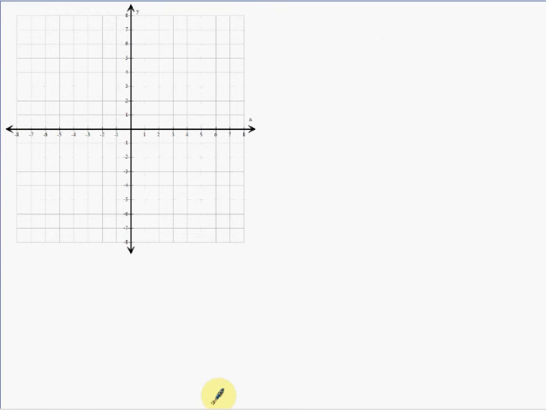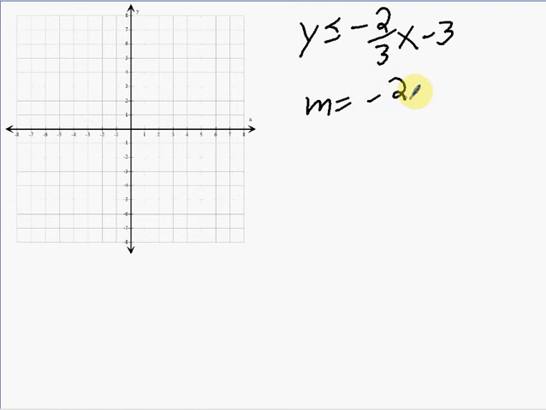So the next inequality I wanted to look at is y is less than or equal to negative 2/3 x minus 3. Alright, so the first thing I need to do here is get a slope and a y-intercept. So slope is negative 2/3. Y-intercept is negative 3, and I'm going to go ahead and graph those.